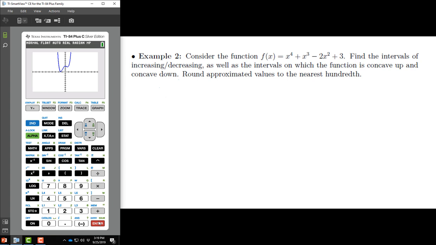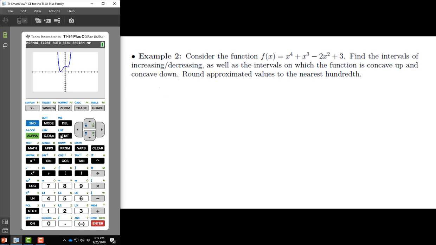But now let's think about what we did in the last example. When we looked at intervals of increasing and decreasing, we noticed that we really needed to find the local minima and the local maxima in order to figure out where it was increasing and decreasing. We also needed to find inflection points to know where it was concave up and then where it was concave down. So let's start by trying to find some of those important points.